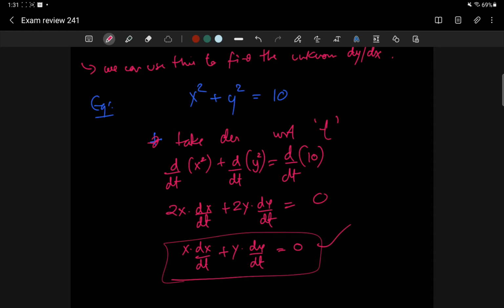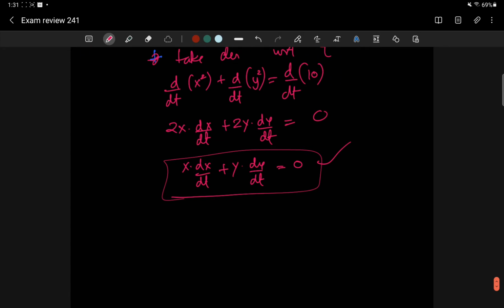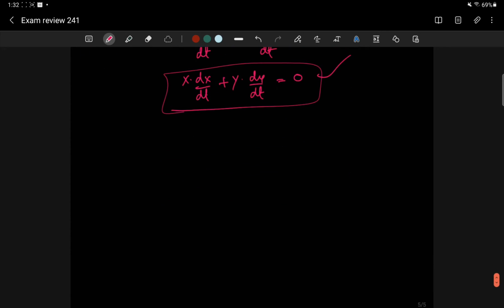Okay, so let's see. Okay, let's do this one, which was on one of the worksheets. It's gonna get messy.